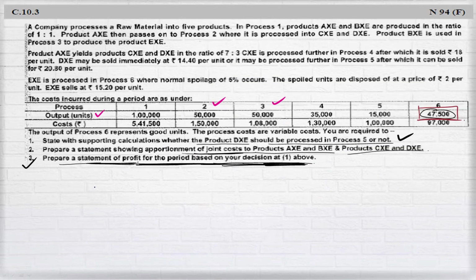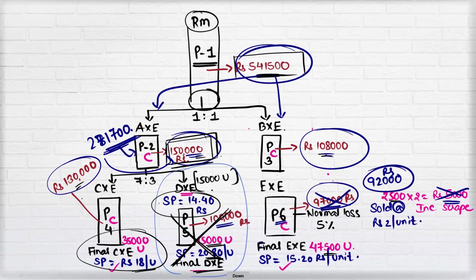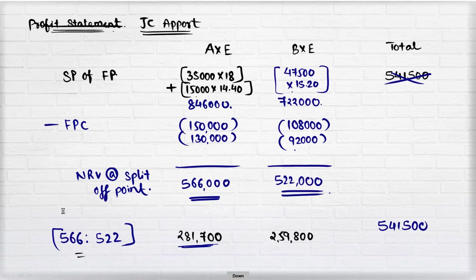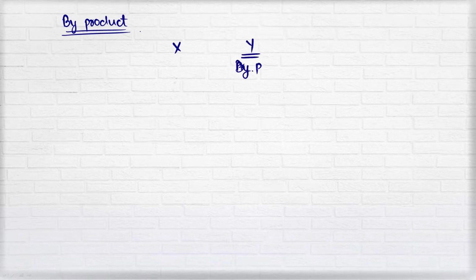This is C 10.3. Let us first understand byproduct. Try to concentrate. In a process, 2 products are manufactured, X and Y, whereby Y is a byproduct.